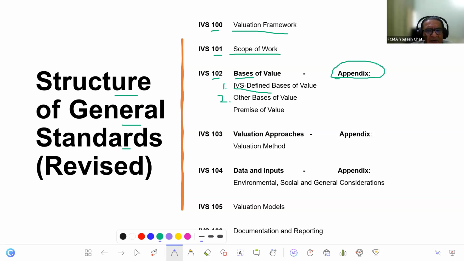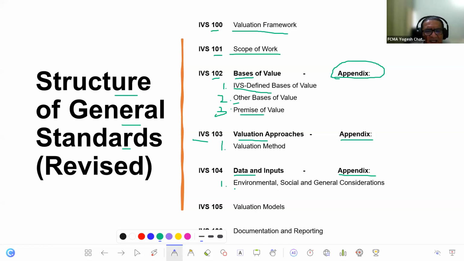Annexure number two is on other bases of value, and annexure number three is guidance on premise of value. Then we have IVS 103, Valuation Approaches, which has one annexure relating to the valuation method. Then we have Data and Inputs, which has one annexure on ESG consideration. So this is again a very important development.